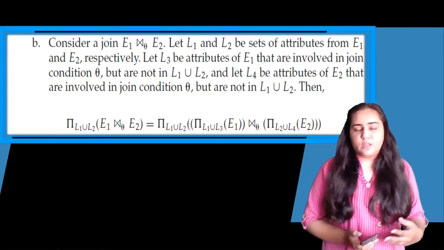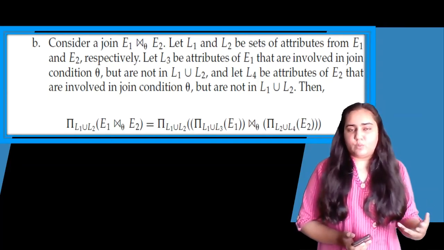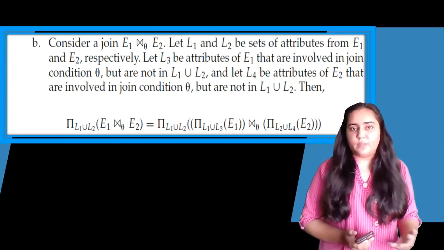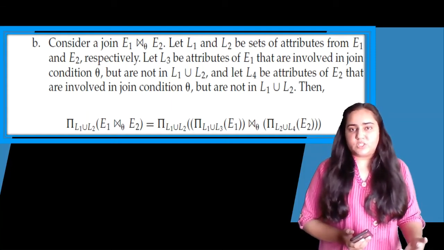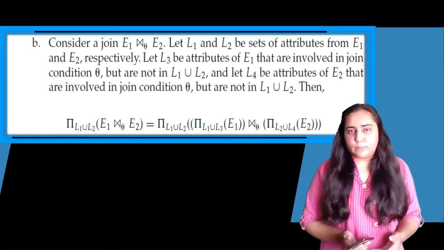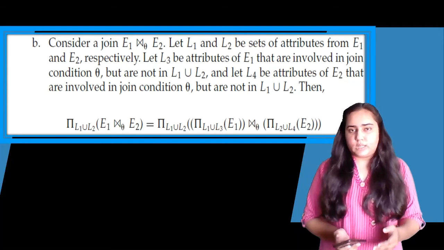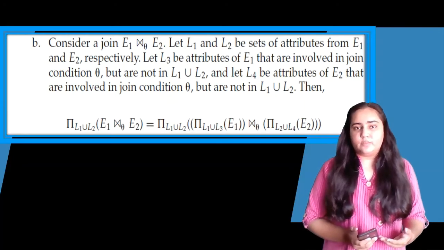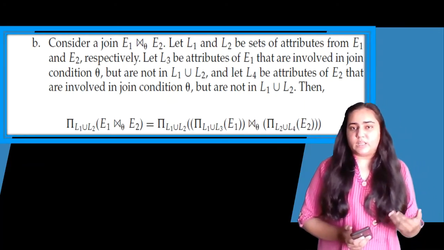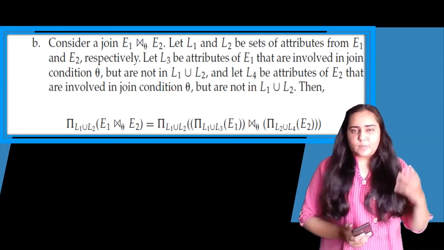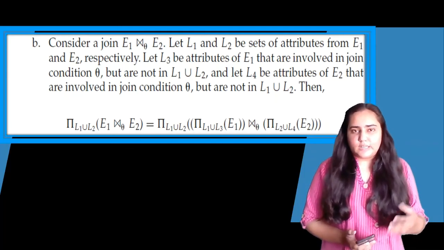In this, we have a join that is of the type E1 theta join E2, and let L1 and L2 be sets of attributes from E1 and E2 respectively, just like before. But there's also another set of attributes, which is L3, which are attributes of E1 that are involved in the join condition theta, but they are not present in L1 union L2. And then there's another set of attributes L4 of E2 that are involved in the join condition theta, but they are also not present in L1 union L2. So once again, that's quite a mouthful. So let me tell you that once again.